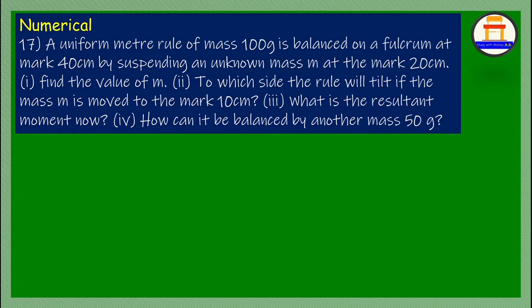17th question. A uniform meter rule of mass 100 gram is balanced on a fulcrum at the 40 centimeter mark by suspending an unknown mass m at the 20 centimeter mark. Find the value of m. To which side will the meter rule tilt if the mass m is moved to the mark 10? What is the resultant moment now? How can it be balanced by another mass of 50 grams?